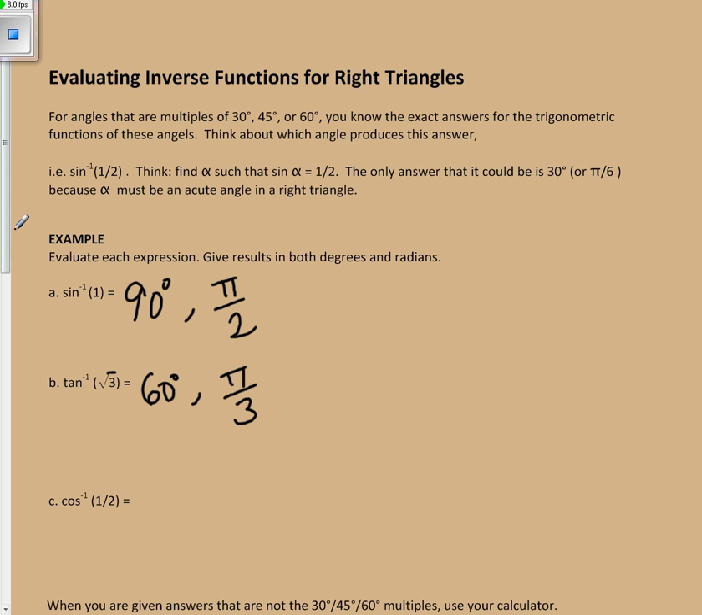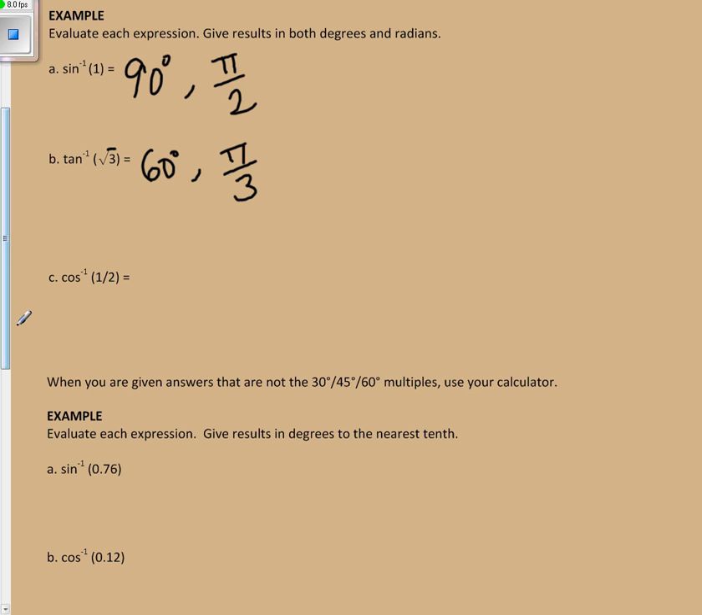Now, I'd like you guys to do the cosine one. I will give you the answer, but I want you to think about it. And you're right. It's also at 60 degrees, or pi over 3.